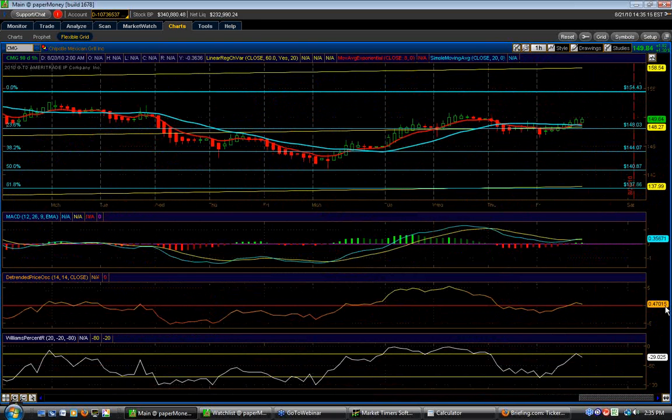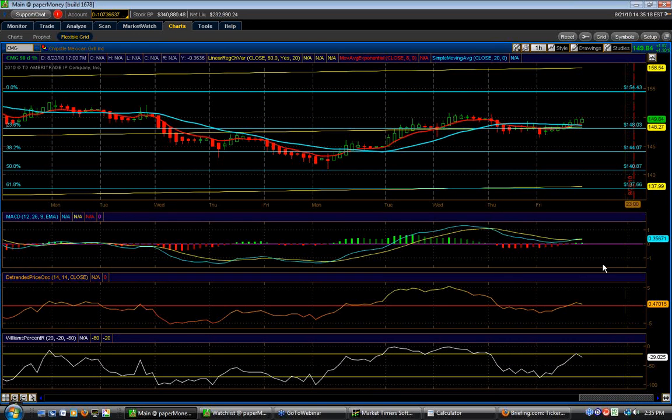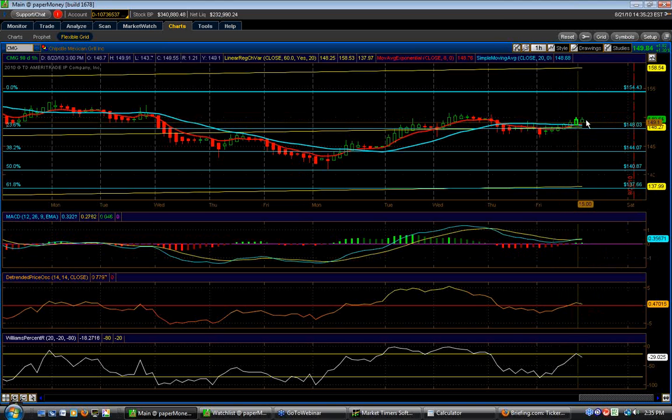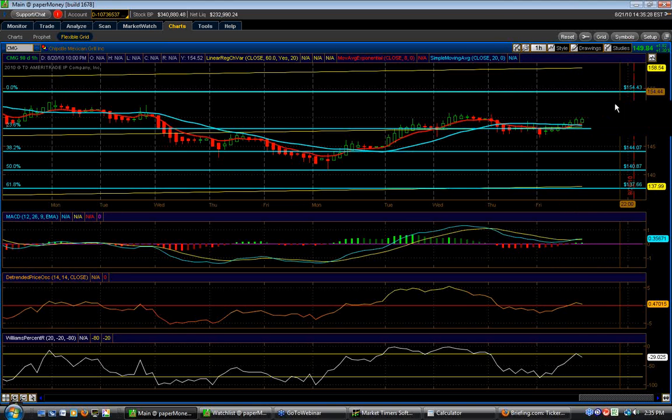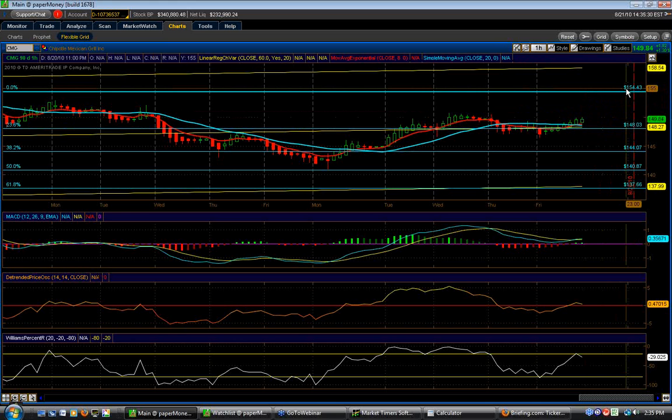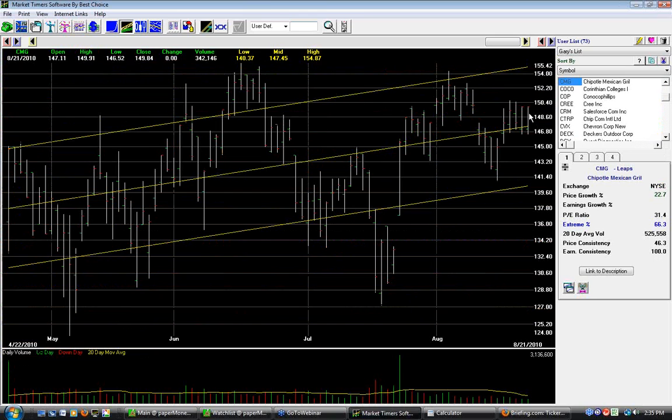DPO is above 0. MAC is still up. I still got price above here. It's not ready. If anything, it's got legs to run up a little bit. Great. Let it retrace up to around 154, 155, closer to being overbought, which is where I want to see it here, close to 154, 155.